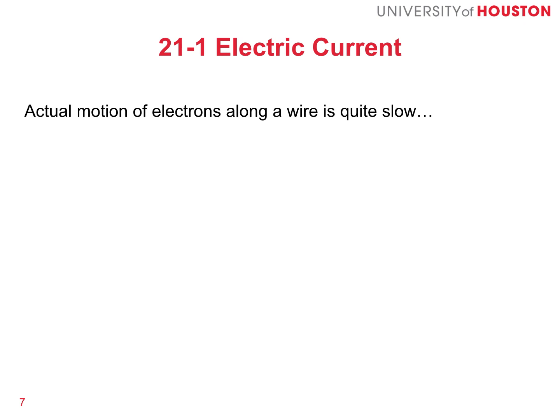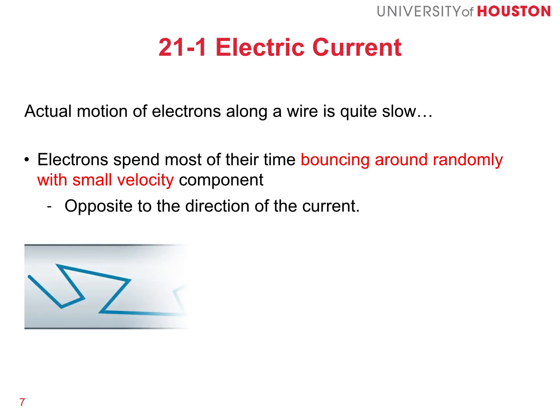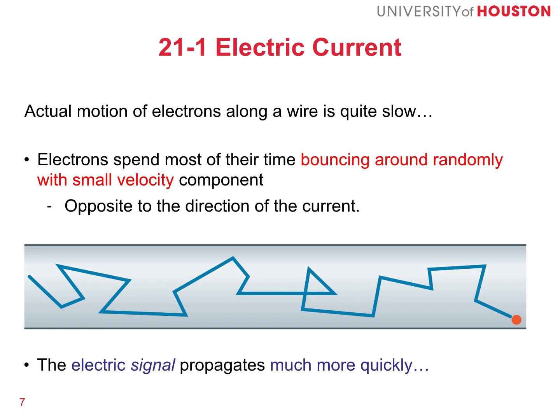The actual motion of electrons along a wire is quite slow. They spend most of their time bouncing around randomly within the wire, and they have a small velocity component, which in this case will be to the right of the diagram that we see. That small velocity component to the right is in the opposite direction to where we define the current to flow, as we discussed in the previous slide. Even though the electrons move slowly themselves, the electric signal will propagate much more quickly.